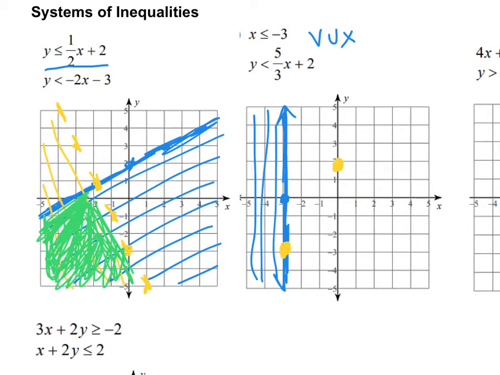It does not have an equal to, so these are going to be connected by a dotted line. And it's less than, so I'm going to shade below. Notice this one just has a little teensy tiny bit at the bottom where it is overlapping. It's really not very much.